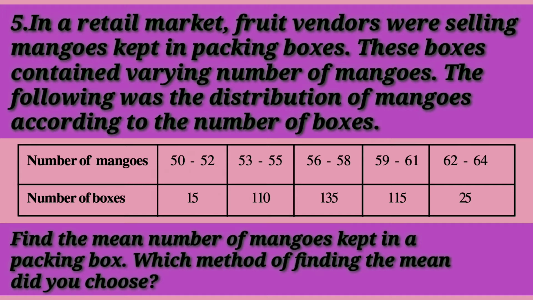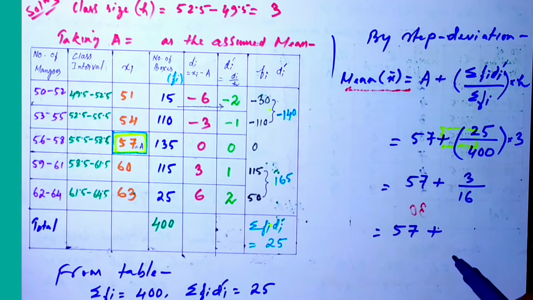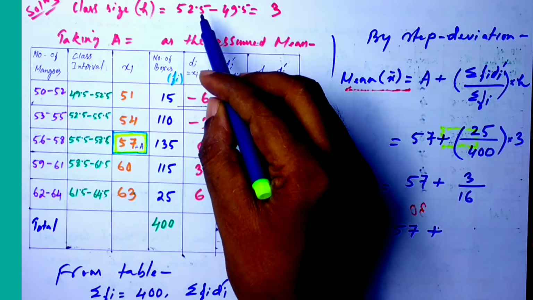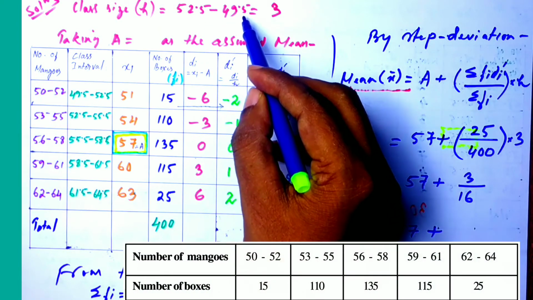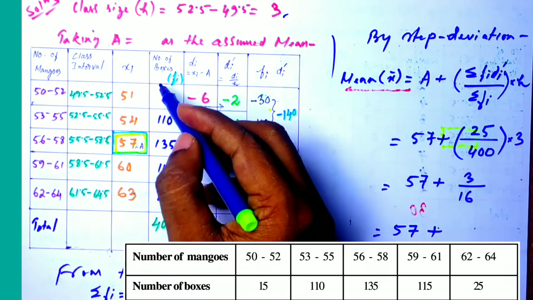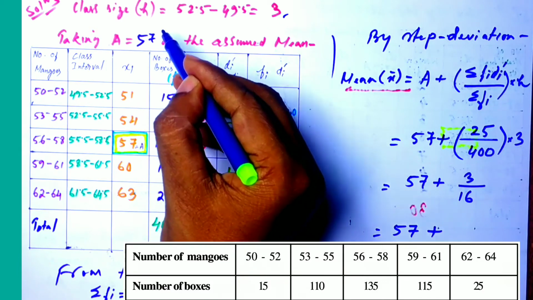Let us solve it. It can be observed that class intervals are not continuous. There is a gap of 1 between two class intervals. Therefore, half has to be added to the upper class limit and half has to be subtracted from the lower class limit of each interval. And we get the table below. Here we have solved class size: 52.5 minus 49.5 is 3 here, and taking A equal to 57 as the assumed mean.